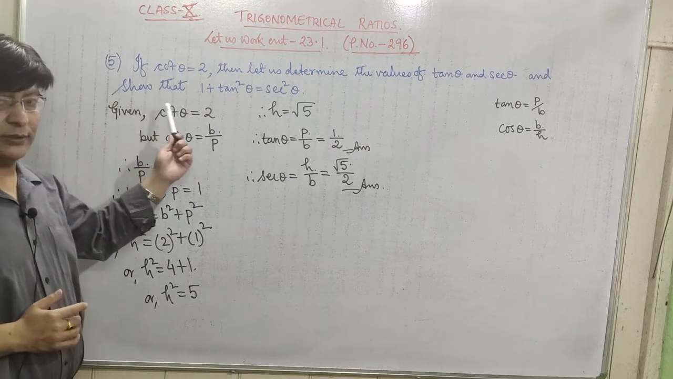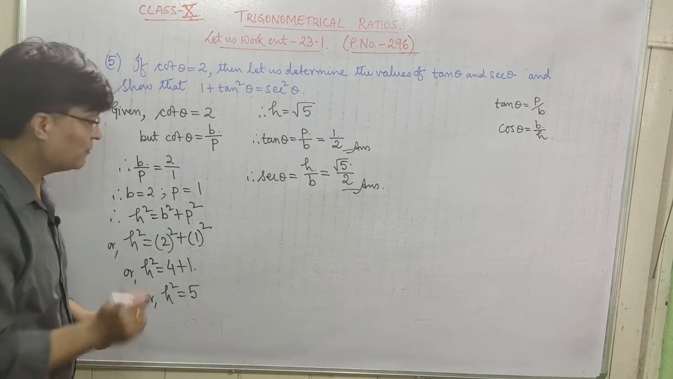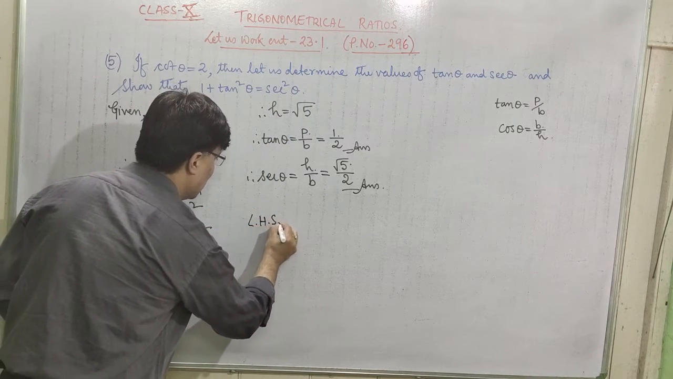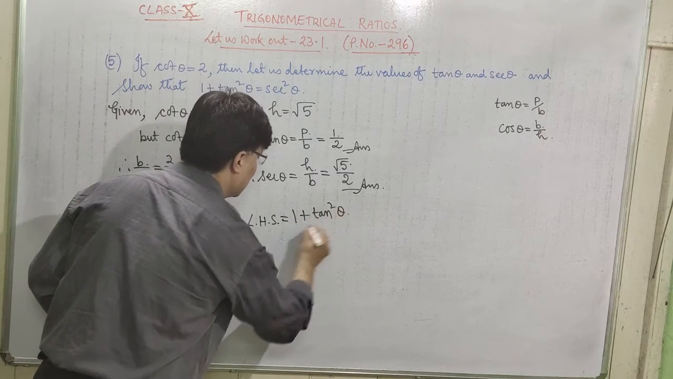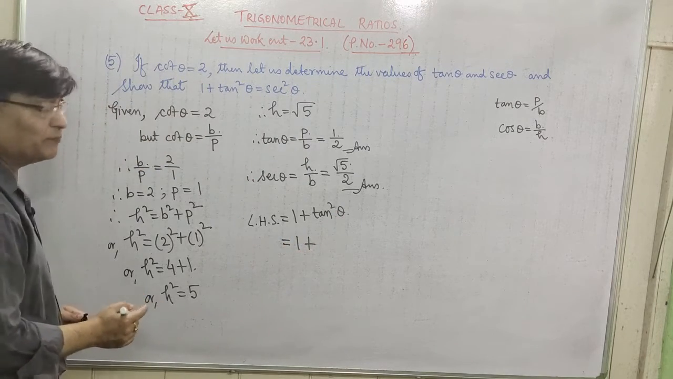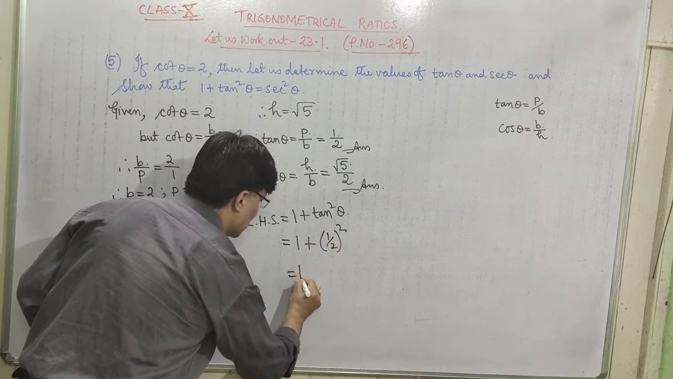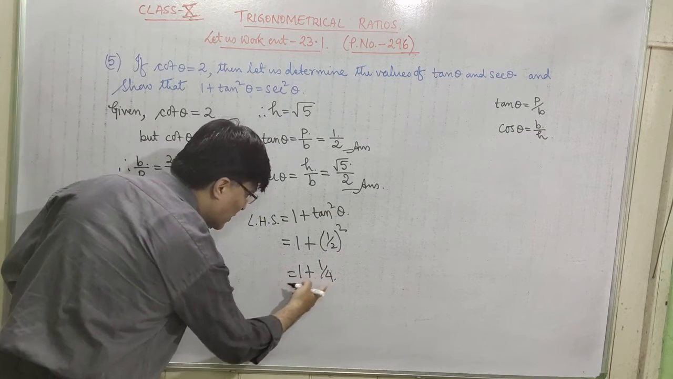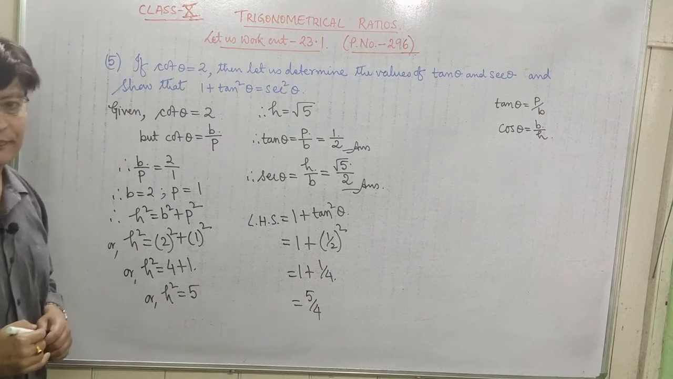Now let us prove this relation. You have to prove that 1 plus tan square theta is equal to sec square theta. So let us prove LHS is equal to RHS. Here LHS is equal to 1 plus tan square theta, which is 1 plus, what is tan theta out here? Tan theta is half whole square, right? So it is 1 plus half whole square, which is 1 by 4. So how can we simplify it? 4 ones are 4 plus 1 is 5 upon 4. That is your left hand side.